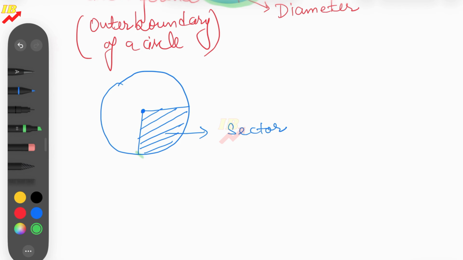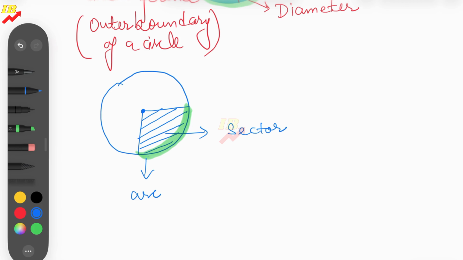Firstly, I'm marking my arc. This is your arc. Arc is the part we take for a sector or for the length of the arc or whatever we will do further. So that's a part of it, right? It is a part on the boundary of the circumference. It could be a small part, it could be a big part.